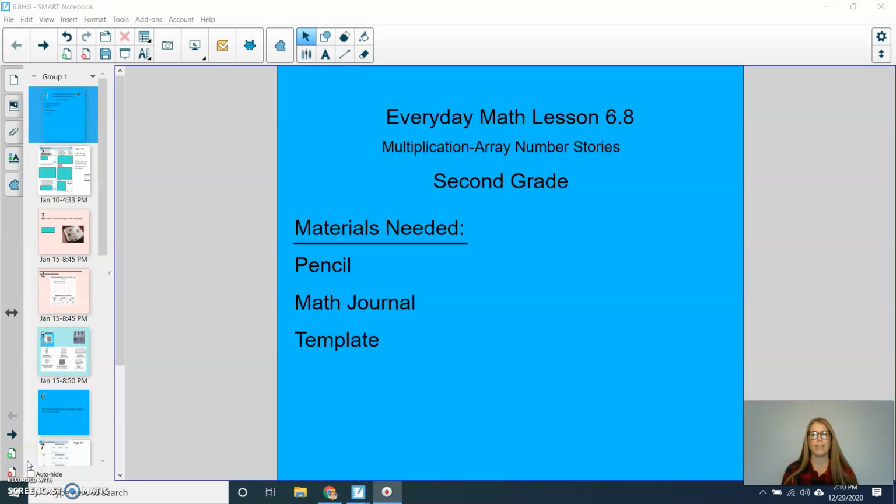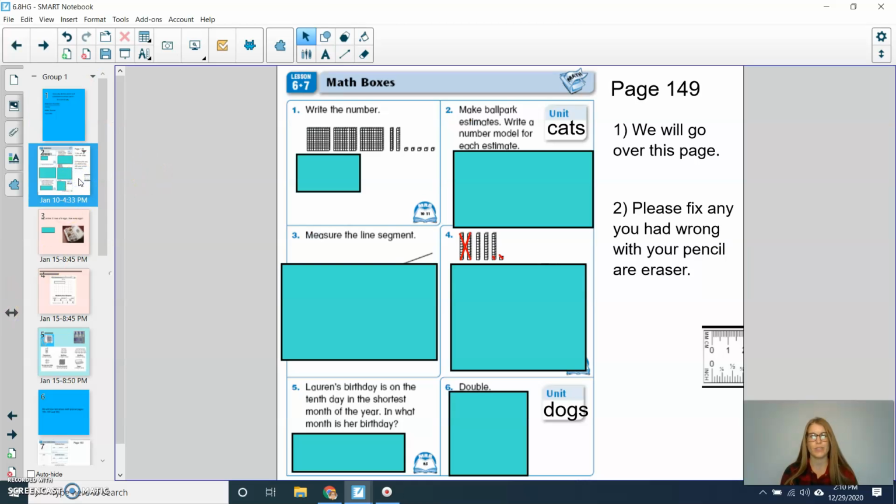Boys and girls, welcome to Everyday Math Lesson 6.8, Multiplication Array Number Stories. The materials that you'll need today are your pencil, math journal, and your template. Let's get started.